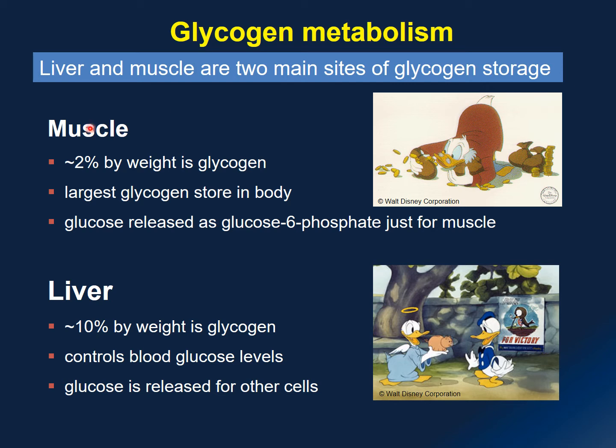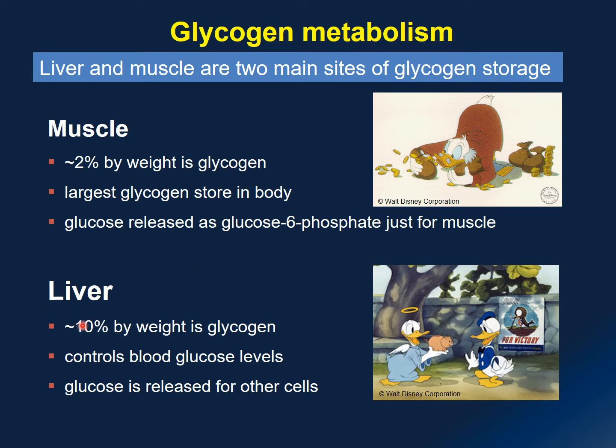For muscle, it stores the largest amount of glycogen in our body because about 2% of muscle weight is glycogen. And muscle is a selfish tissue because it only wants to keep glucose for its own use. So the process is glycogen will first be broken down into glucose 1-phosphate, which will be converted into G6P, and later it can join glycolysis for the production of ATP.